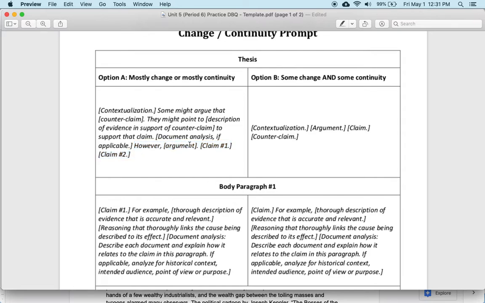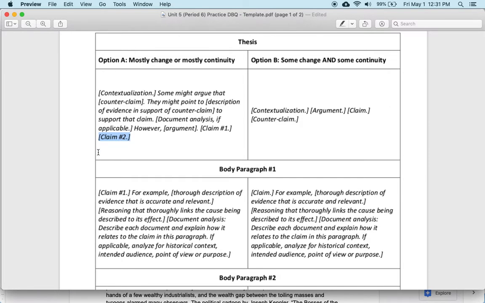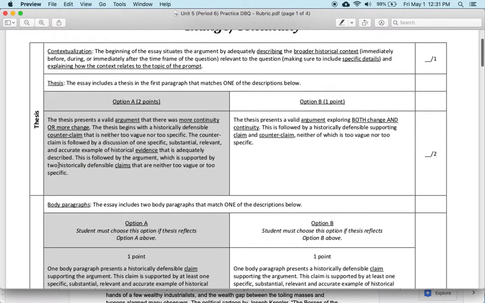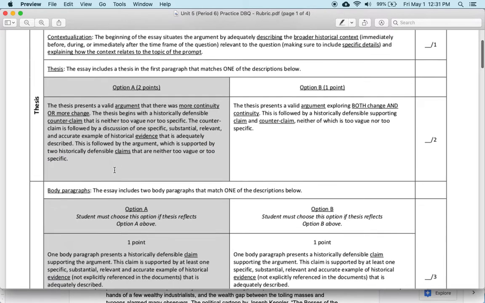So I've got my argument. There was more change than continuity, and I have one of the claims that I might explore in support of that argument. I should have another one, but I left it out on purpose. You should have another one. I left mine out in order not to prejudice you in one way or another. So I have a historically defensible claim, meaning I can support it. It's not bullcrap. It's neither too vague or too specific. I don't give away the evidence right away. I don't get into the details yet. And now I can move on to my body paragraphs.